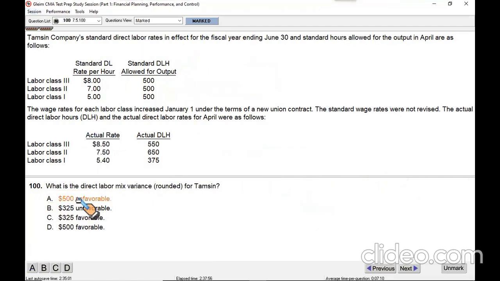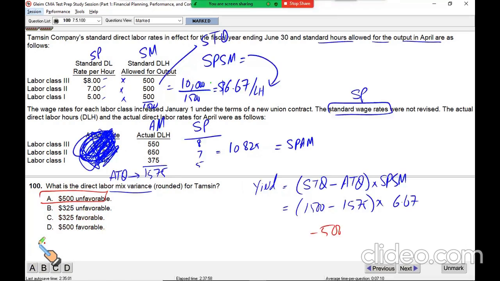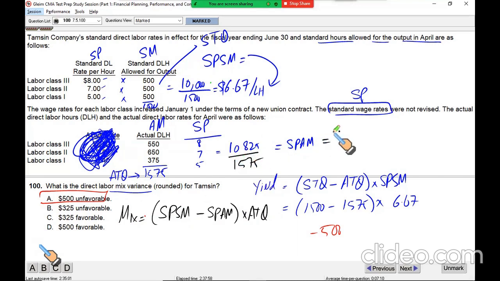A is the answer. Now, in the same question, we have to calculate the mix variance, and we know the formula for mix variance. The direct labor mix variance is equal to the standard price of standard mix per hour minus the standard price of actual mix per hour, times the actual total quantity. Now, our average rate was 6.67 for standard mix, but look what has happened here. We were supposed to divide by 1575 to calculate SPAM. 10,825 divided by 1575. The rate is 6.87.